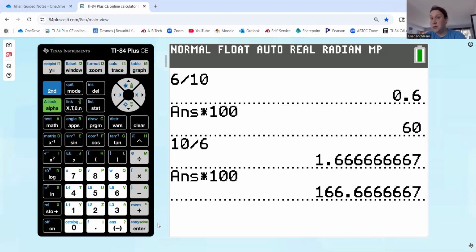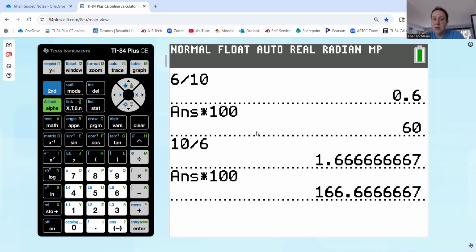All right, so we get 166.6 repeating. If you wanted to, you could write this as 166 and 2/3%. You could write this as 166.67%, or you could write it as 166.6 with the overbar repeating percent, okay?